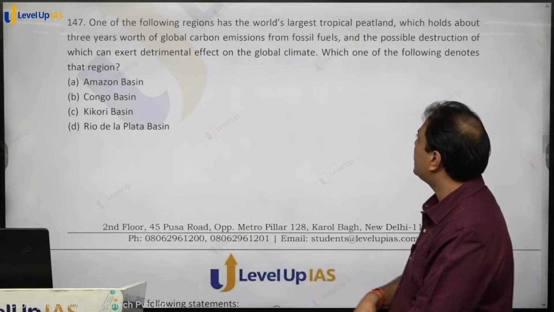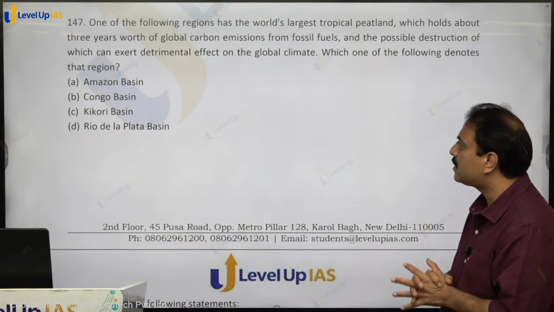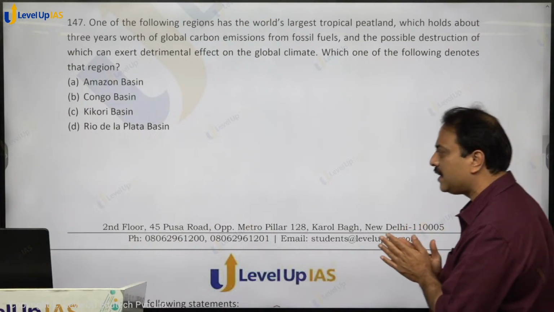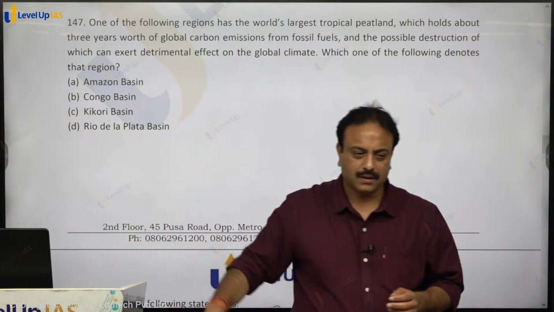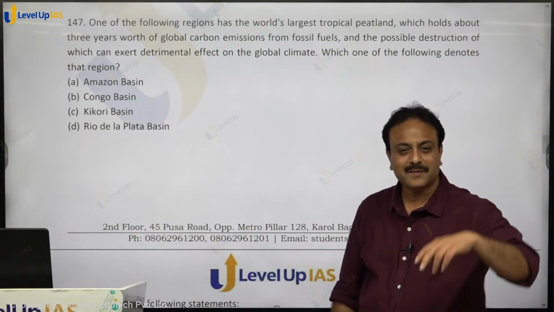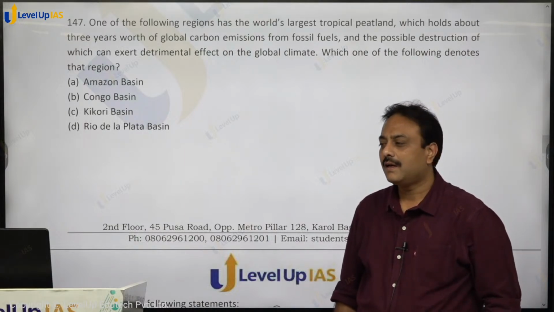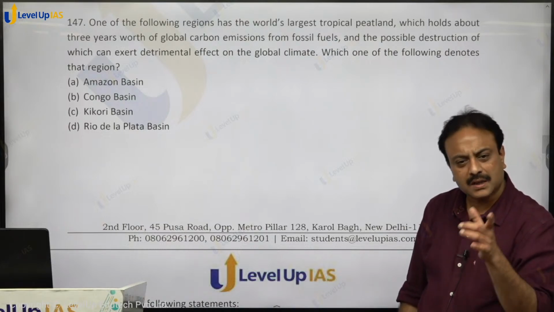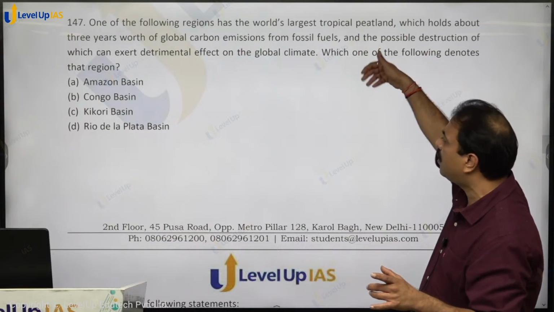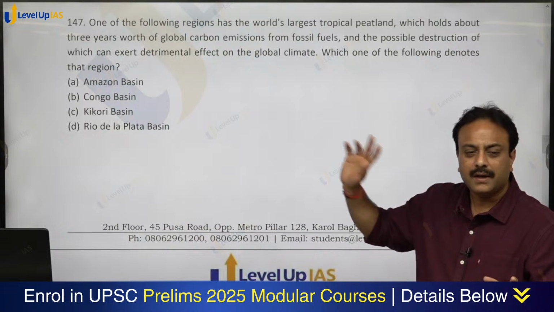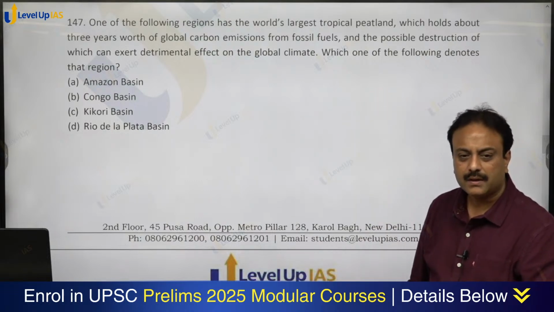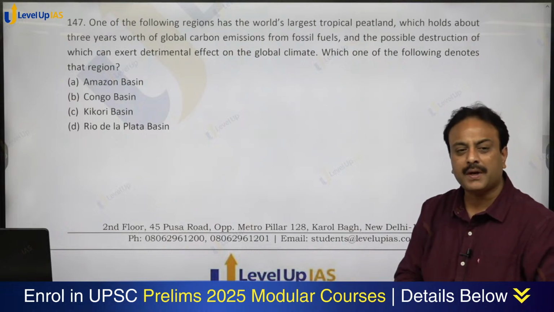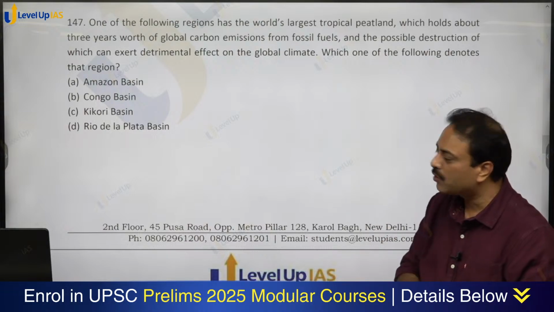One of the following regions has the world's largest tropical peatland, which holds 3 years worth of global carbon emission from fossil fuels, and a possible destruction can exert a detrimental effect on global climate. Which one of the following denotes that region? The answer is Congo Basin. But exactly the first statement before the comma is enough to answer the question. There is no need to delve into greater detail on the 3 years of carbon. This calculation is difficult to get in general for the major forests of the world. So what is the largest peatland of the world? Congo Basin. Largest tropical peatland of the world? Congo Basin. So the answer is Congo Basin, right?